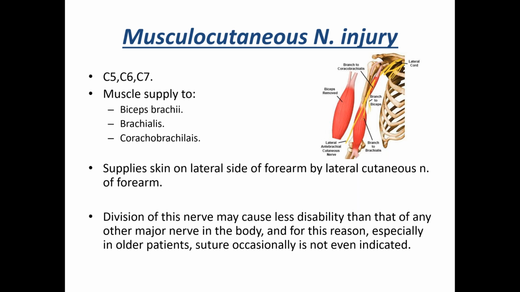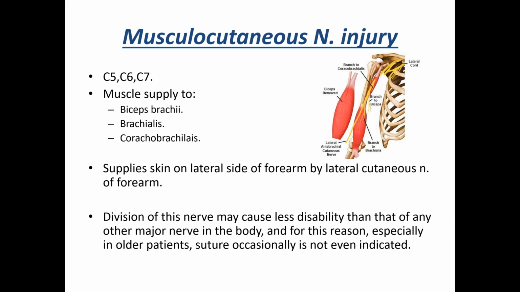So you may get a scenario in which you'll be told that a patient with dislocation of the shoulder presents with weakness of elbow flexion and sensory loss along the lateral aspect of forearm. So if this scenario is there, the most likely nerve injury is the musculocutaneous nerve. So very common injury which can cause musculocutaneous nerve injury is the anterior dislocation of the shoulder joint.